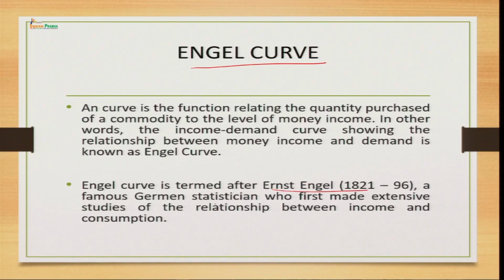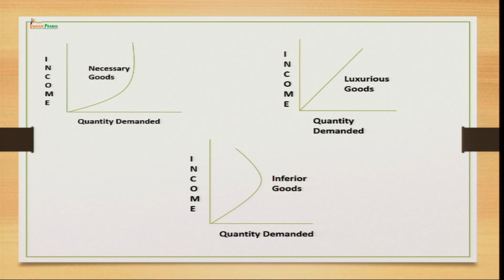He was a German statistician. He had made an extensive study of the relationship between income and the consumption of commodities, right. How has he studied this income effect on the consumption of commodities? Let us look here. He has given three commodities. One is considered a necessary good, then we have luxurious goods, and we have inferior goods also.